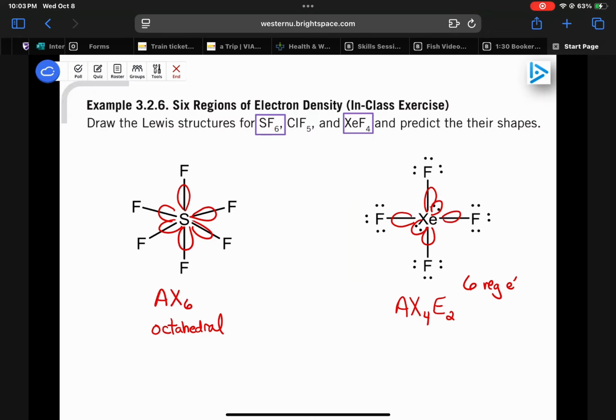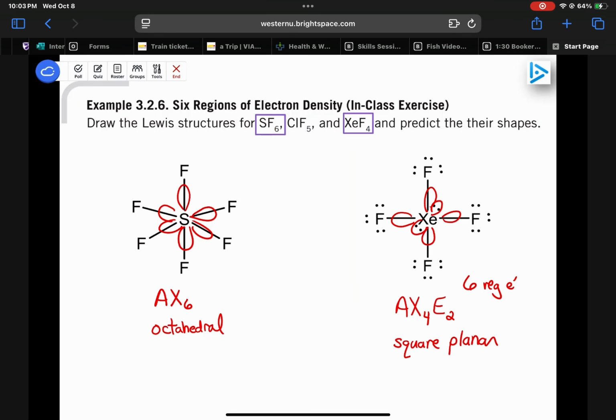Non-bonding pairs of electrons like to have as much space as possible compared to bonding electrons. So if we have 1 non-bonding pair on the bottom, 1 non-bonding pair at the top, what shape do we have left? Turn to the person beside you and tell them what shape that is. Awesome. Square planar.